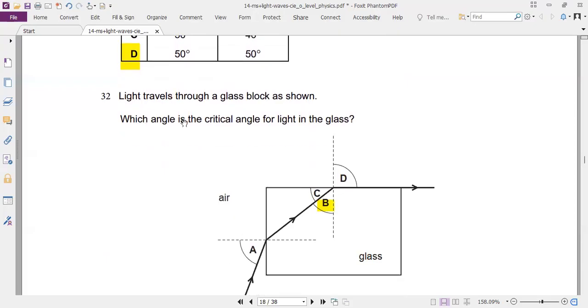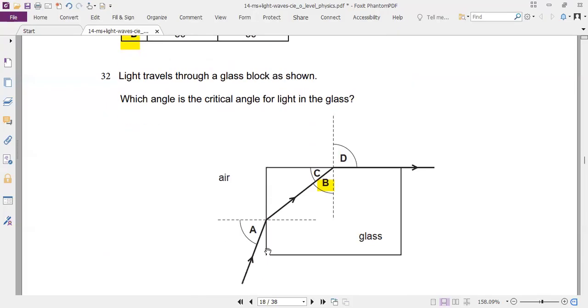32. This is the angle which is the critical angle, because at this angle it is TIR.